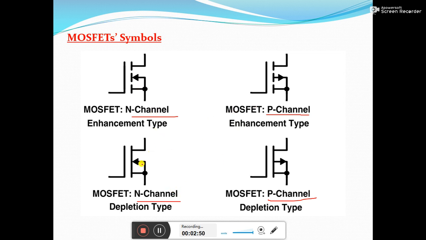The current direction arrowheads are the same, but the difference is that here there will be a continuous channel, and there the channel is not continuous. So channel won't be there during the construction in case of enhancement type of MOSFET, but in case of depletion type of MOSFET, the channel would be there during the construction itself. In the enhancement type, the channel will be formed during the operation. So these are the MOSFET symbols.